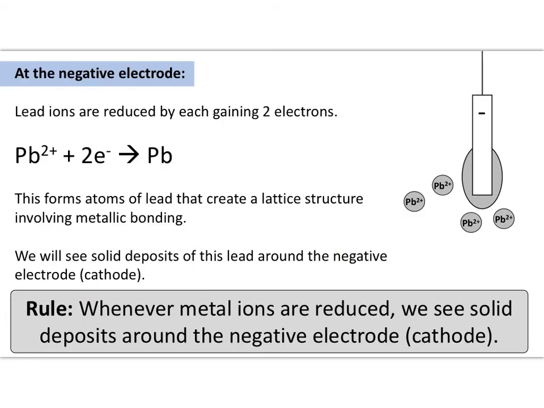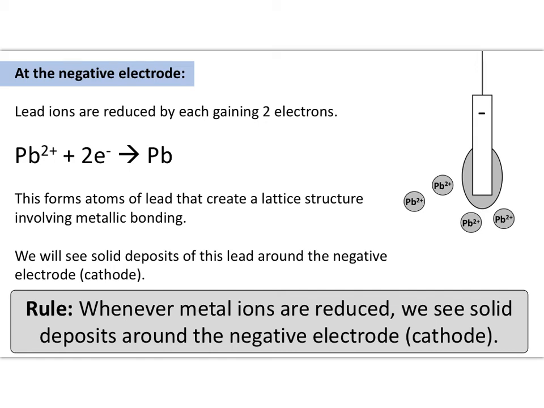Okay, so we know it's the lead ions that are being attracted to the negative electrode. And when they get there, they're going to each gain 2 electrons. So we can show that with the half equation. So we have the before and the after, right? Before, we've got lead 2+ ions, and then after we've got lead, the metal. And for that change to take place, the lead 2+ ions have to gain 2 electrons. So we have the plus 2e- on the left.